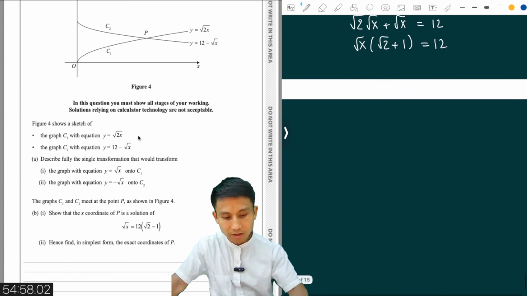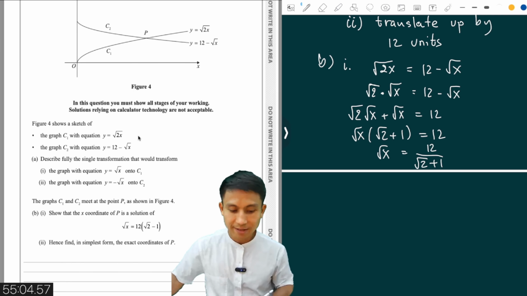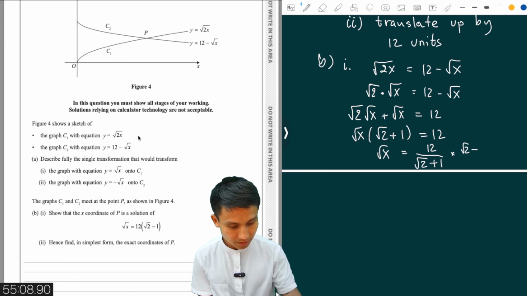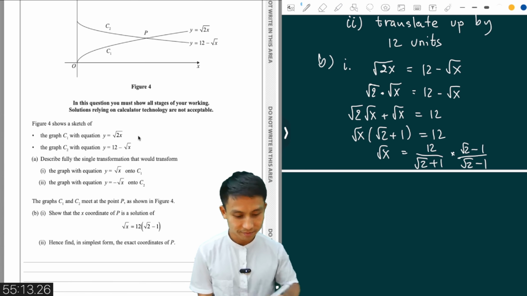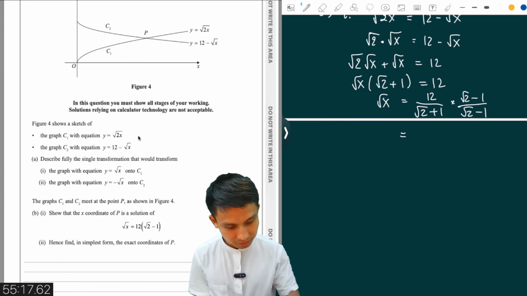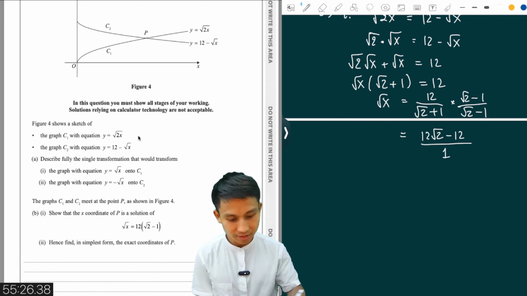Yeah, and if we want root x as a subject, we can just divide both sides by that. So I get this. And then we multiply by the conjugate, which is just the opposite sign of the denominator. This is just rationalizing it. So I'm just going to multiply the top bit, which is 12 root 2 minus 12, and the bottom bit becomes 1, right? Just 2 minus 1 there. And there we go, we have it.